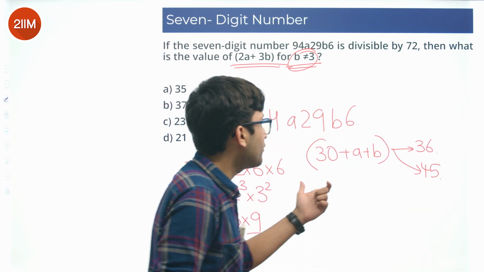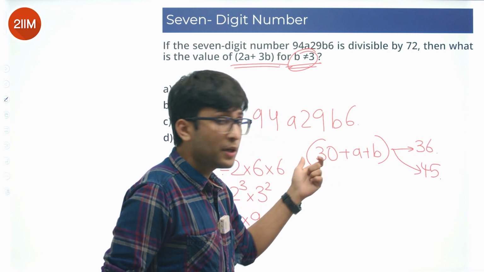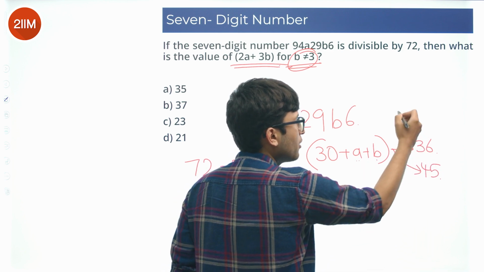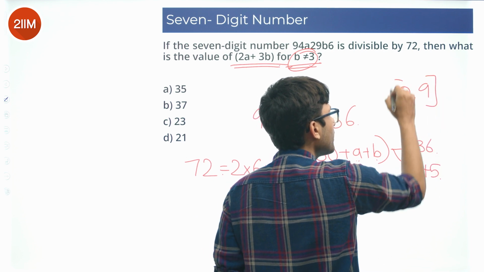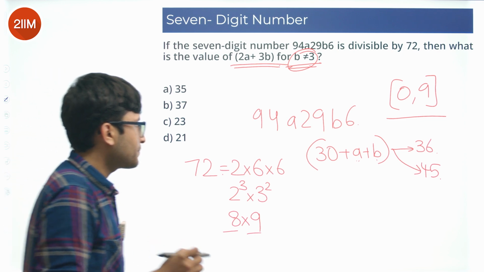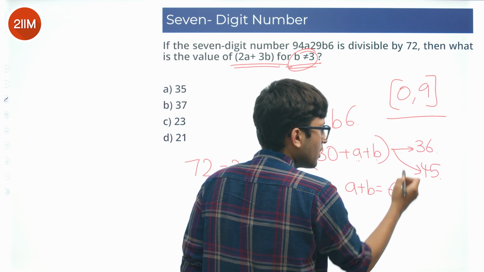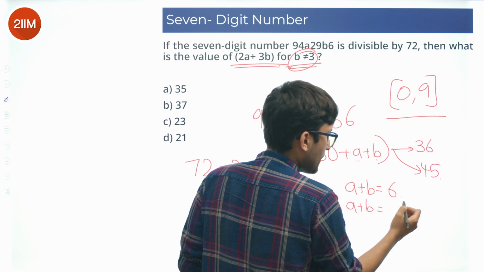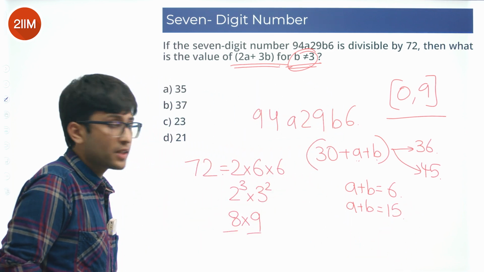It cannot be 54 because it would be 24 more than 30, which is not possible. The sum of two digits cannot be equal to 24 because each should be a number between 0 and 9. So these are the only two values which are possible, 36 and 45. So either A plus B is equal to 6 or A plus B is equal to 15. These are the only two things which we know.